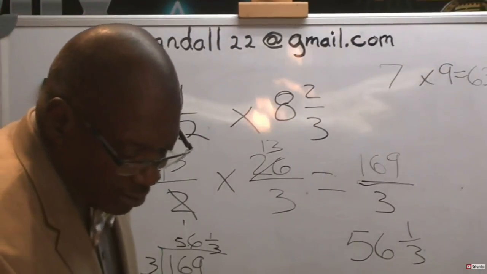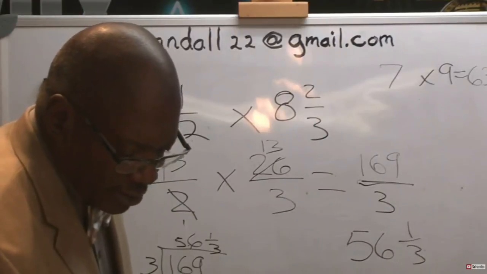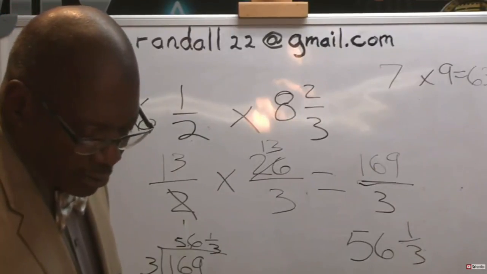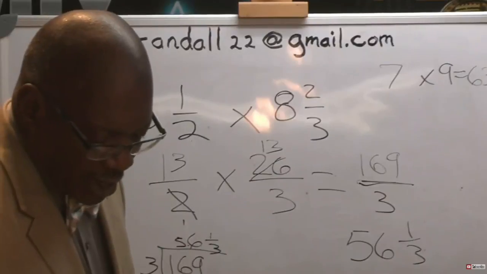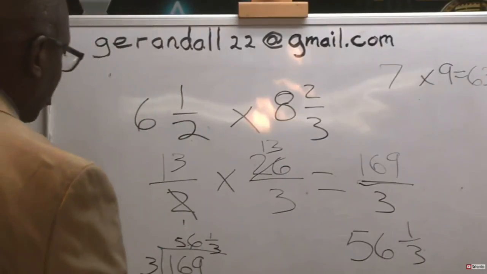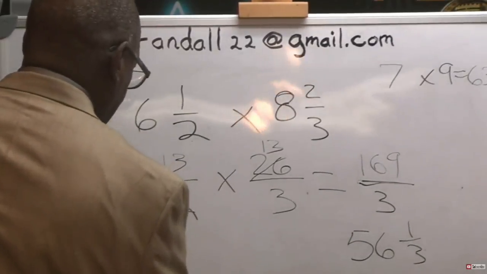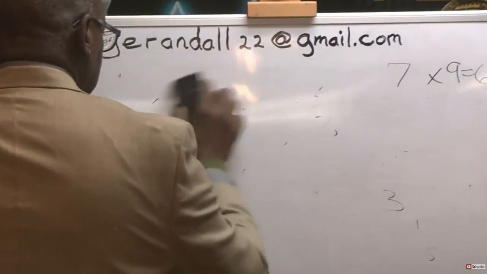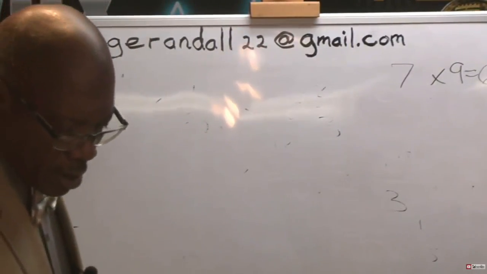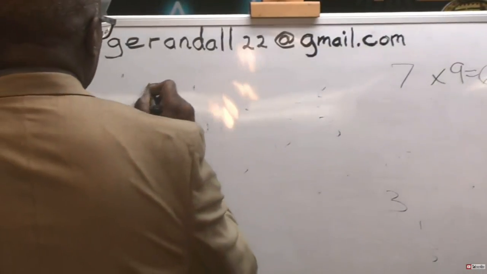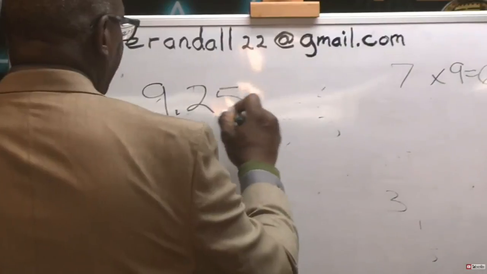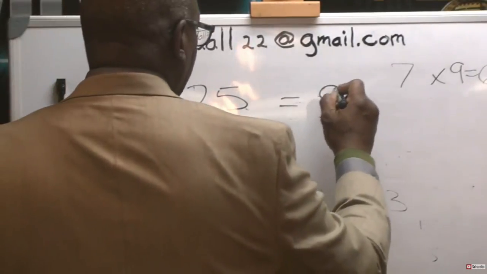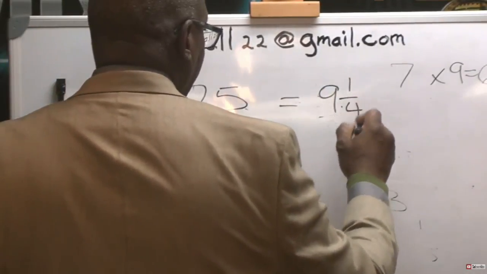Alrighty, let's look at another problem in our application process. Carpeting sells for $9.25 per yard. How much will 15.5 yards cost? Again, $9.25. And it says note, $9.25 is equivalent to 9 1/4.